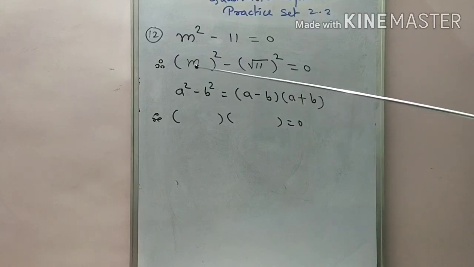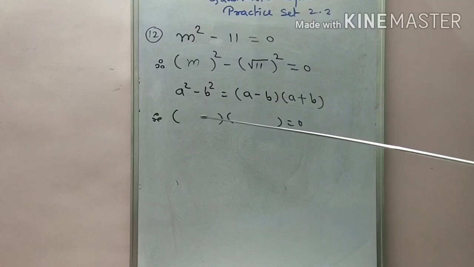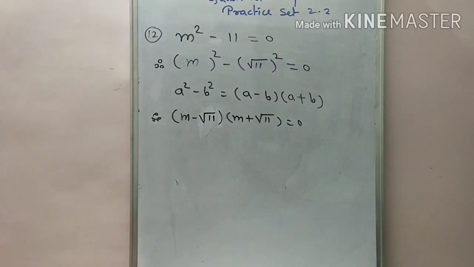This means the value of a is m and b is root 11. So the factors are m minus root 11 into m plus root 11 equal to 0, and the next steps are familiar to us. Using that, either the first bracket is 0 or the second bracket is 0, and then we find the values of m, which are the roots of the given quadratic equation. So solve it further and find the roots of that equation, okay students? So here we finish our practice set 2.2, the factorization method, solving quadratic equations by the factorization method.